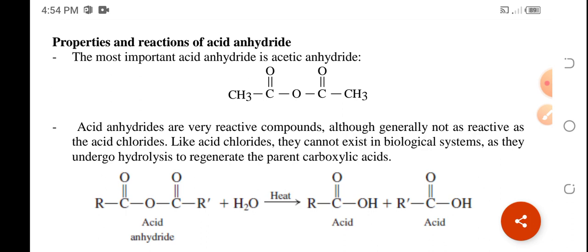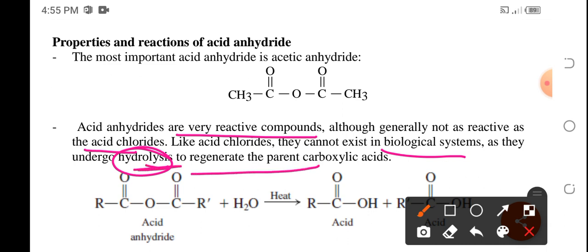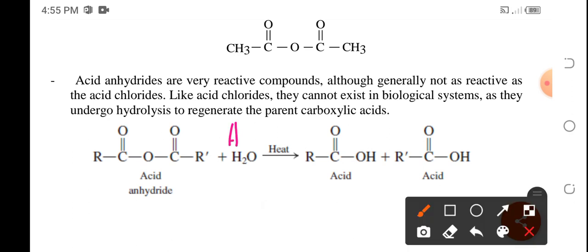Nevertheless, acid anhydrides are very reactive compounds, and although they are generally not as reactive as the acid chlorides, they still do not exist in biological systems because they undergo hydrolysis, which is the reaction with water to regenerate the parent carboxylic acid. They easily react with water, and water can be written as HOH.